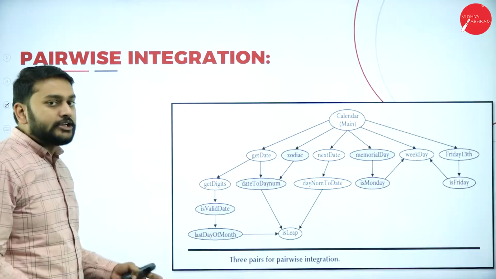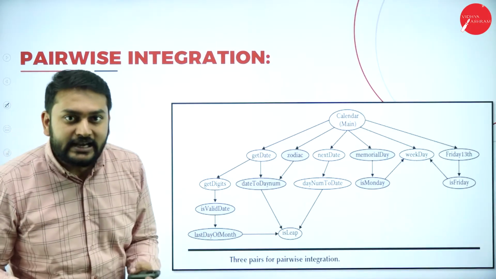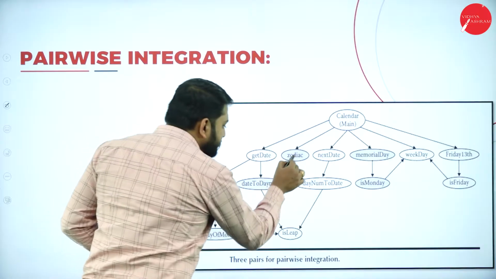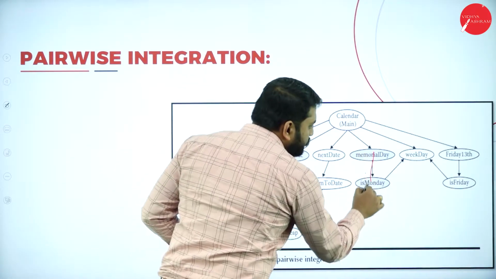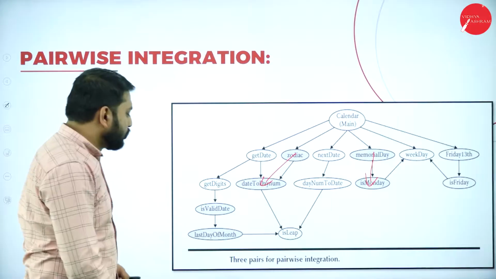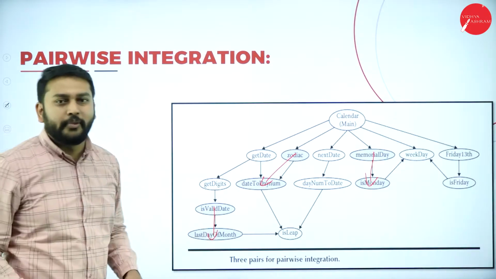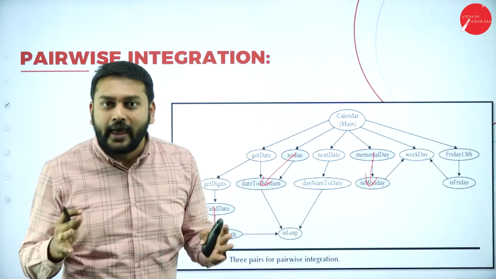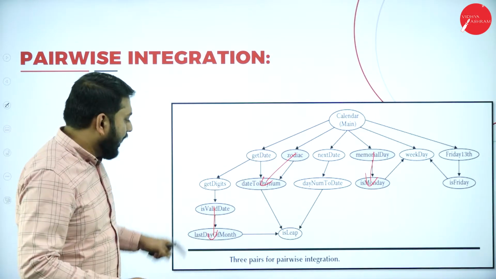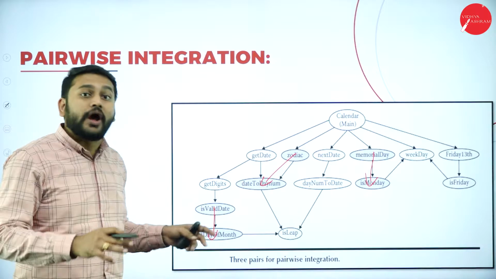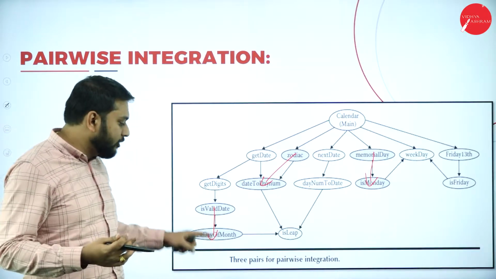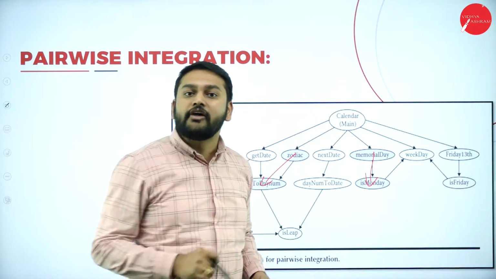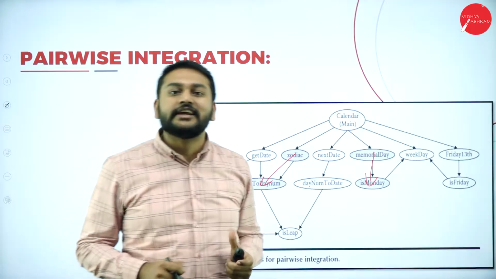So please understand pairwise integration. What do you call a pair? Please observe, this is one pair. This is also one pair. This is two nodes, and that's what I will call a pair. Suppose a failure occurs in the test, I can easily identify that the failure will be in one of the nodes. That is a major advantage that I have with respect to pairwise integration.